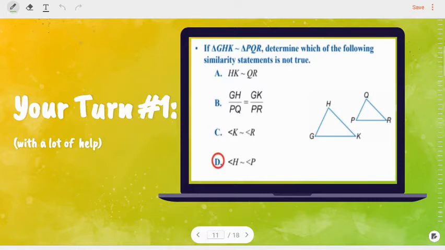If GHK is similar to PQR, determine which of the similarity statements is not true. So is HK similar to RQ? Well, are they corresponding sides?